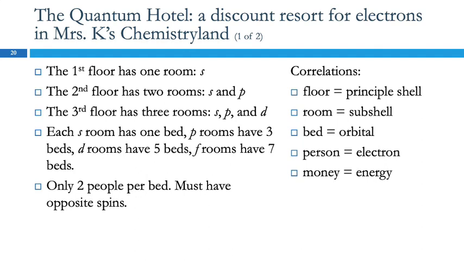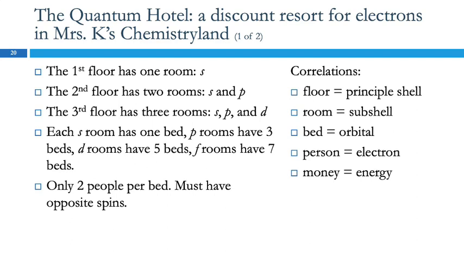Okay, so here's my analogy. The Quantum Hotel, a discount resort for electrons in Mrs. K's Chemistry Land. Chemistry Land is this fantasy place in my head. Very strange place, by the way. So all of this business with the orbitals and the levels and the sublevels is like, what the heck? It's so abstract. I tried to find something in real life that we could relate it to so that we could begin to remember it without rote memorization, because I'm not a big fan of just memorizing stuff.